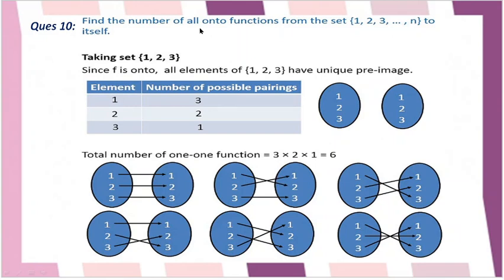Question number 10. Find the number of all onto functions from the set {1, 2, 3, ..., n} to itself. Taking set {1, 2, 3}. Since f is onto, all the elements of {1, 2, 3} have unique pre-images. Elements 1, 2, 3, number of possible pairings. With 1, we can pair 3: 1 with 1, 1 with 2, 1 with 3. So there are 3 possible pairs. For 2, we have 2 possible pairs. For 3, we have 1 possible pair. Here, I have made all the arrow diagrams to make this concept very clear. So the total number of one-one functions is 3 into 2 into 1, means 6.